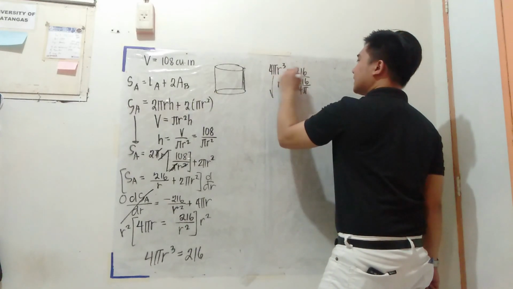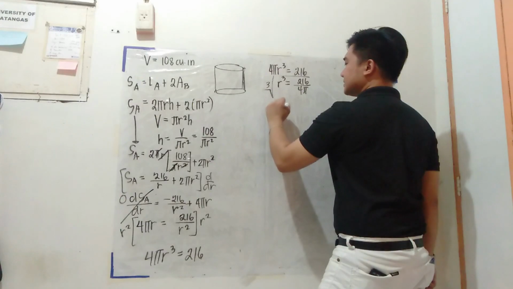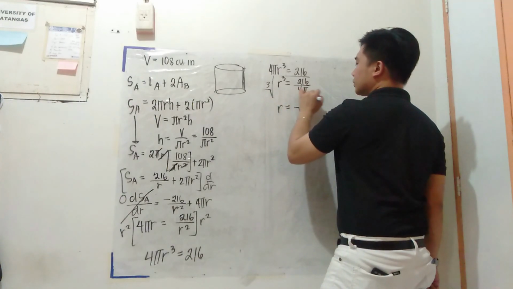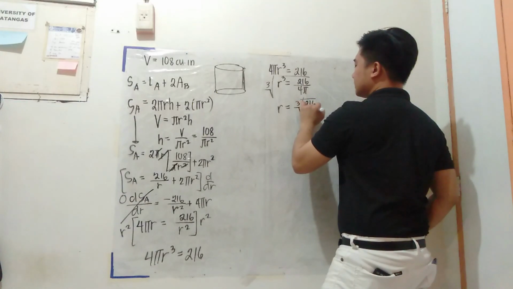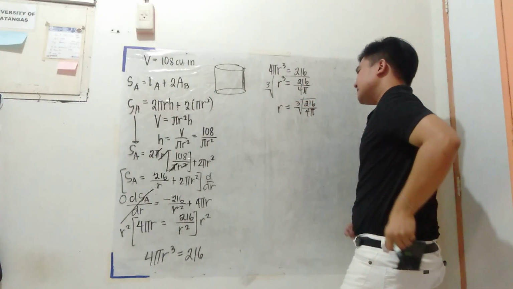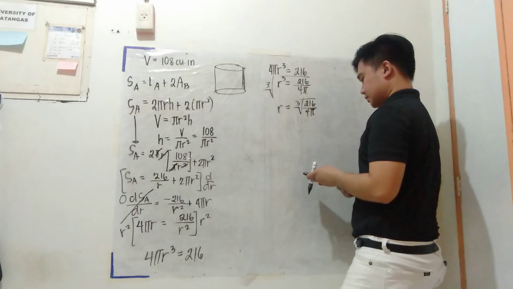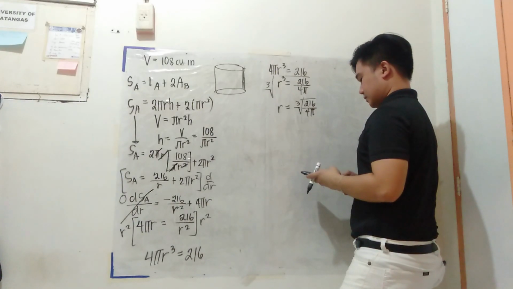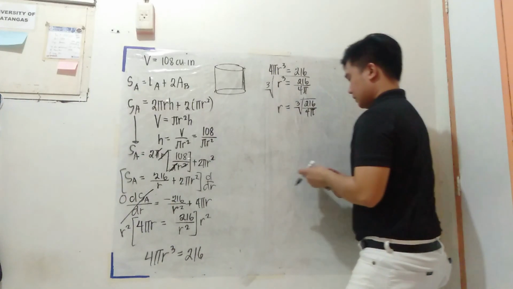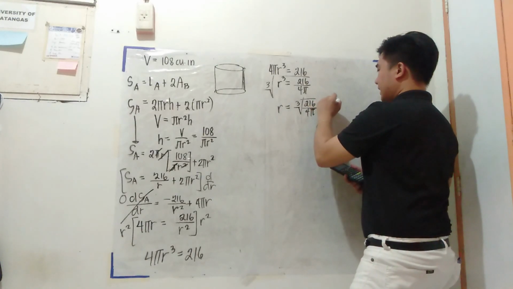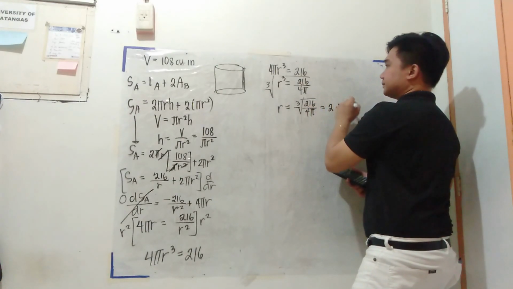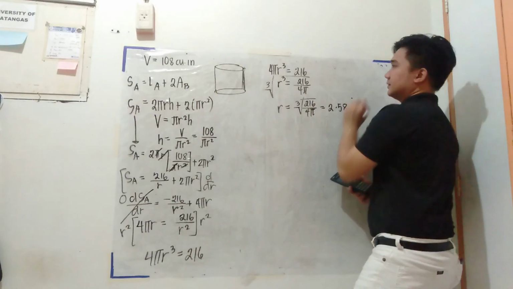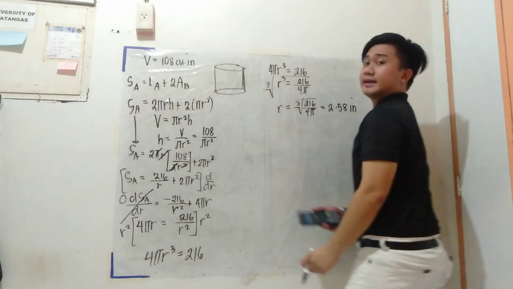And then, extract ko yung cube root both sides. R is equal to cube root of 216 over 4 pi. Or this is simply equal to 2.58 inch. Kasi cubic inch yung volume natin eh.